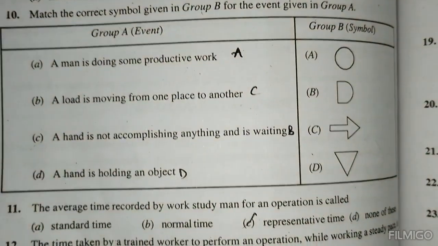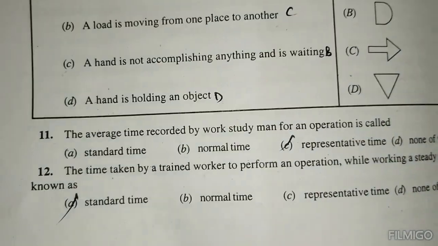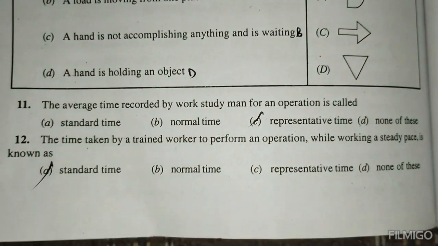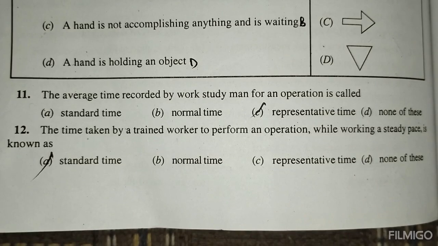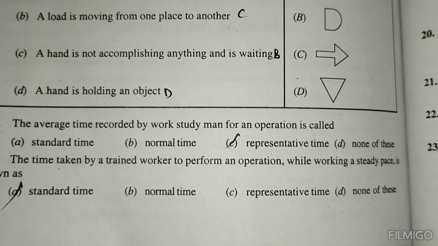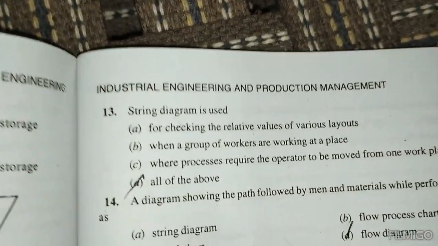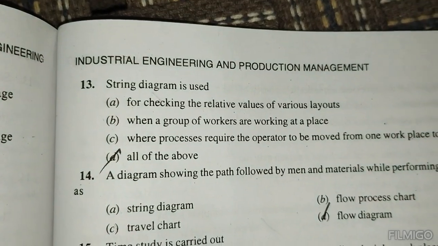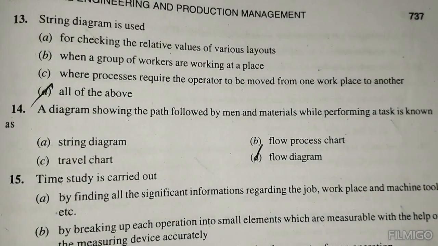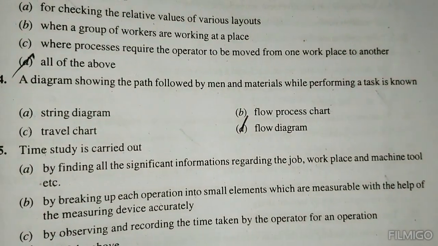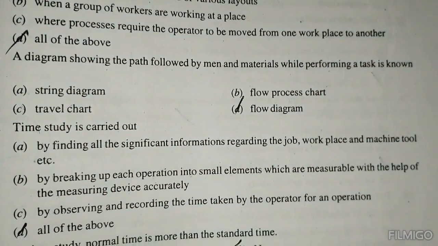D: the average time recorded by the work study man for an operation is called representative time. The time taken by a trained worker to perform an operation while working at a standard pace is known as the standard time. The string diagram is used for all of the above. A diagram showing the path followed by material while performing a task is known as a flow diagram.